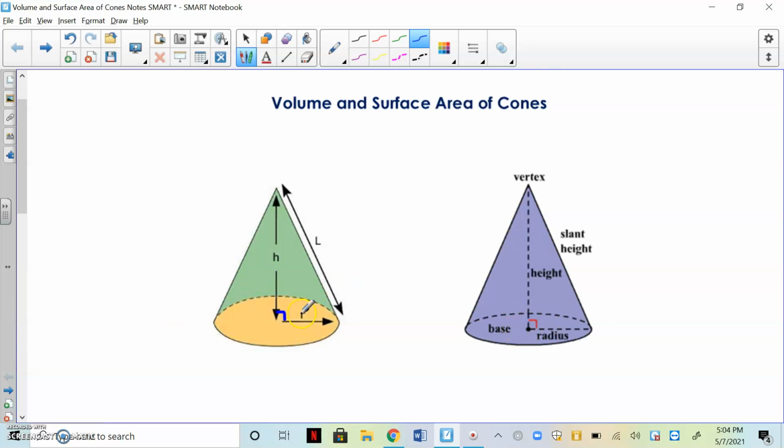Honestly, you can think of it as a circle-based pyramid in a way, where it has that perpendicular height, and it also has the slant height. This L right here represents slant height. I know for pyramids we use the letter S to represent slant height, so don't let this L confuse you. It is simply slant height. And then of course R is the radius of our circular base. Those are the main pieces of information that we are going to need.